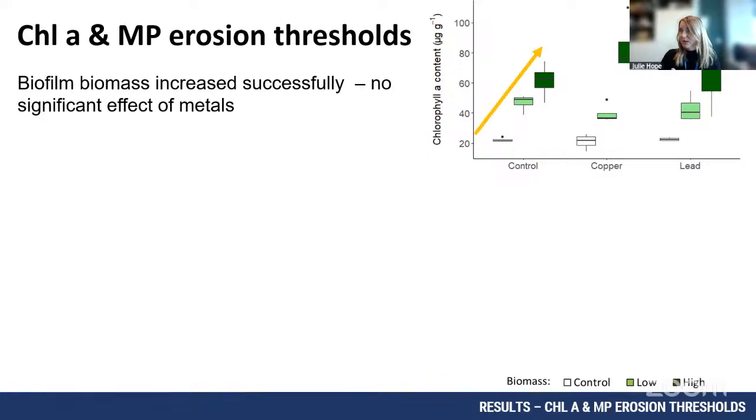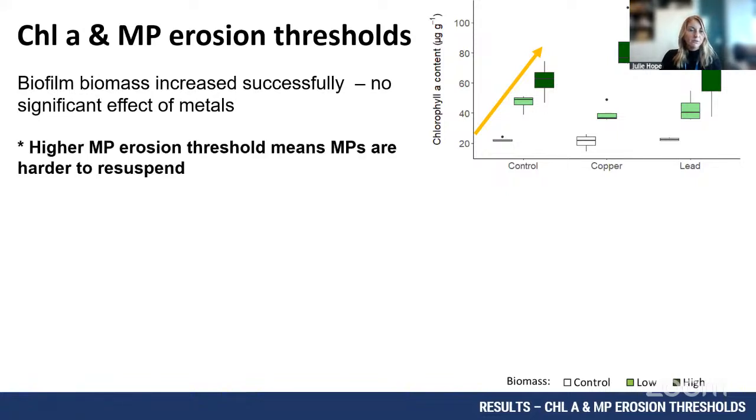So you can see that we increased the biomass levels, and across the bottom we have our control sediments that had no metal additions, and then we have plastics that were exposed to copper, and then we have plastics that were exposed to lead. Now we didn't see any significant effect of those metals, but you can see there in that far right, the addition of the lead really makes those chlorophyll A levels more variable. Now, chlorophyll A is a proxy of that biomass that's there. So we're getting a more patchy biofilm when we have lead there.